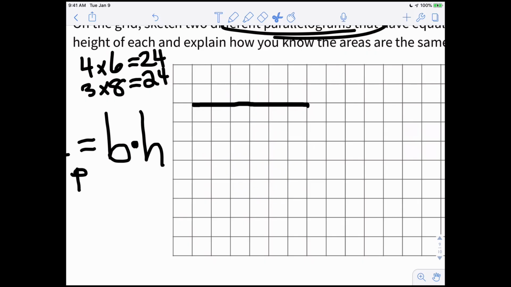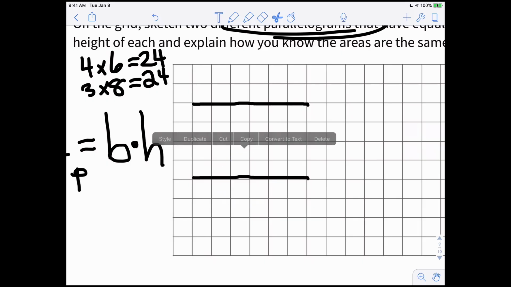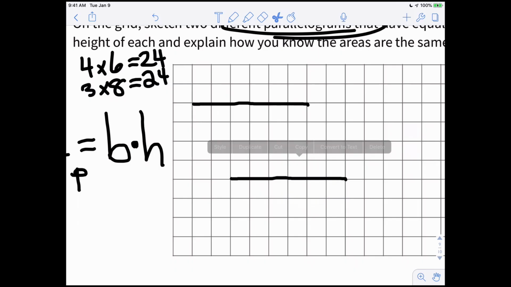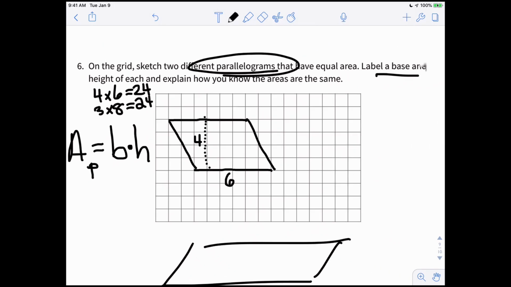So there's my base of 6, a height of 1, 2, 3, 4. But that looks awfully like it's about to be a rectangle, which technically is a parallelogram, but we won't tell anybody that. So we could just move it a little over, boom, and now all of a sudden I have a parallelogram that still has that base of 6, and it still has a height of 4.